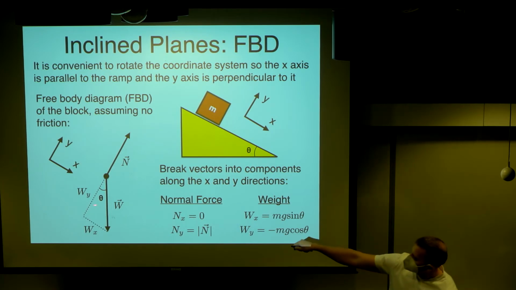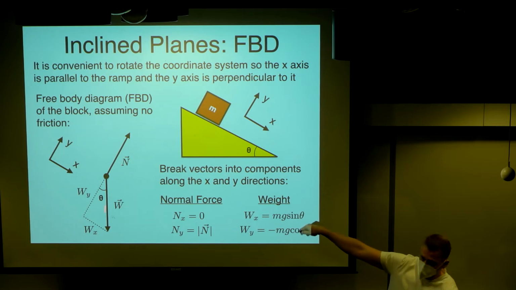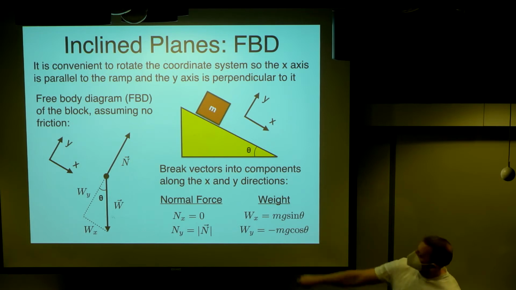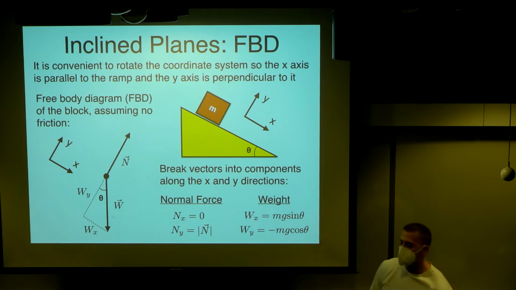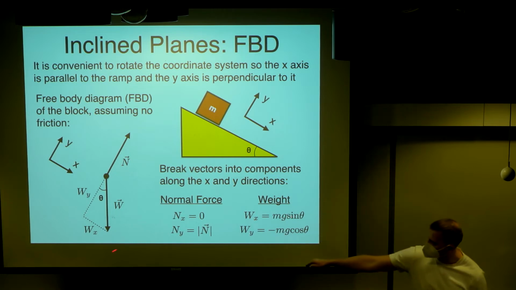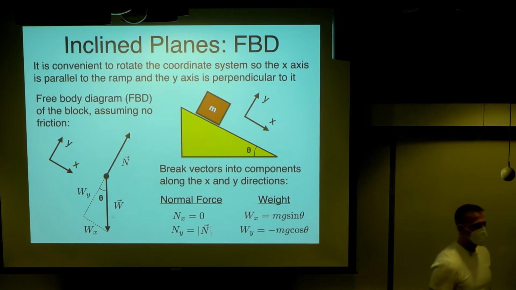All right, how does sine work? Sine is opposite over hypotenuse. That would be this opposite side, wx, divided by this hypotenuse, which is the magnitude of our weight vector. So therefore, wx is mg sine theta, okay? And it's going in the positive direction, so we don't need to tack on a negative sign there. So that's how this vector breaks up into components, okay?